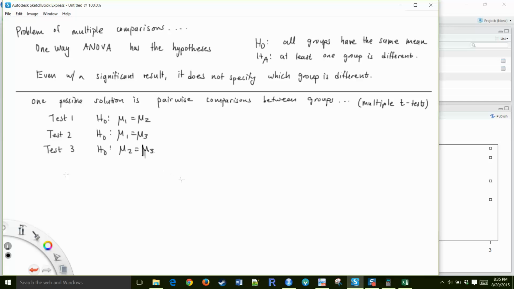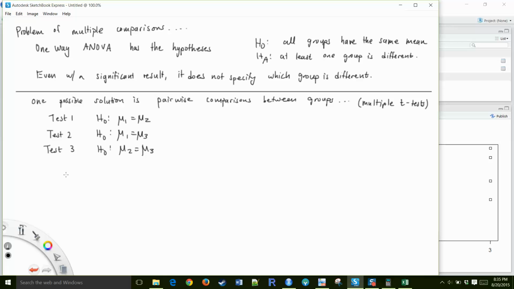What's the problem with doing 190 t-tests? And it's not that it's a lot of work, okay? Because with a computer, it's not that much work to do. I mean, it's more work than doing one, but it's not too bad, okay? Because you're not going to be doing these calculations by hand. So what's the problem with doing 190 t-tests?